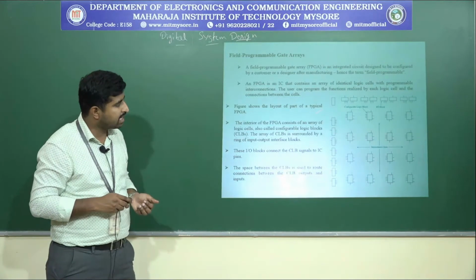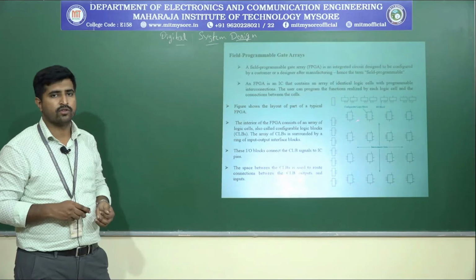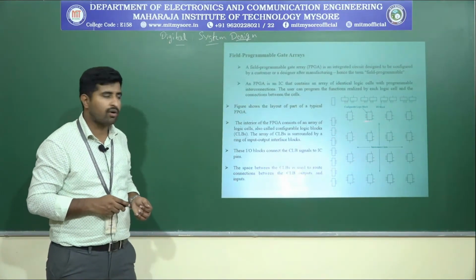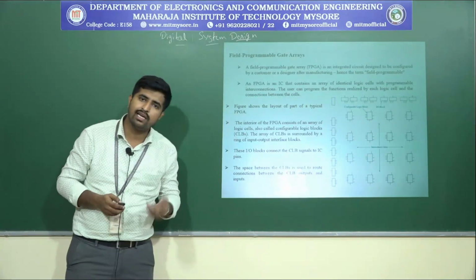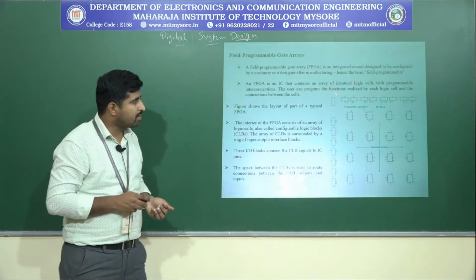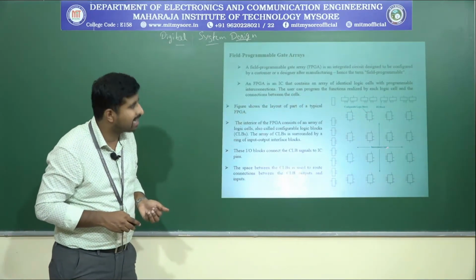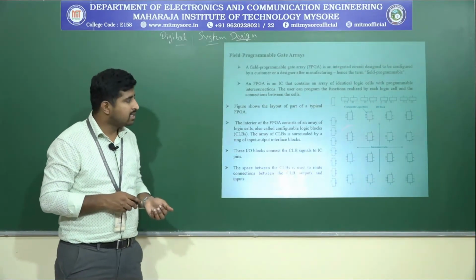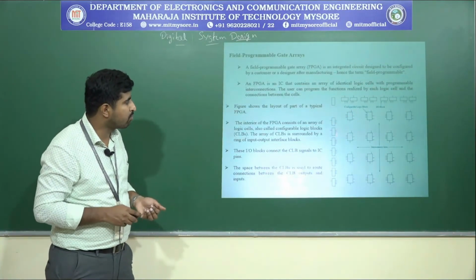Okay, so this diagram shows the layout of a part of a typical FPGA. These are the input output blocks and these are the configurable logic blocks, which we call CLBs. The CLBs consist of programmable logic circuits. These configurable logic blocks are interconnected by using the interconnect array. The input output block is used for the interface with the external connections. So, that is the function of the input output block.